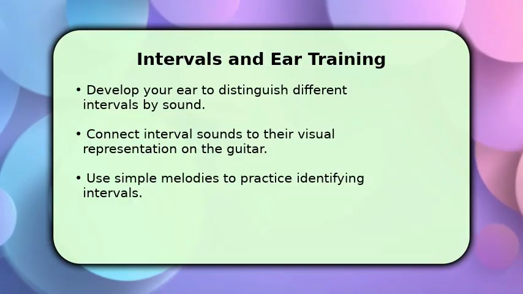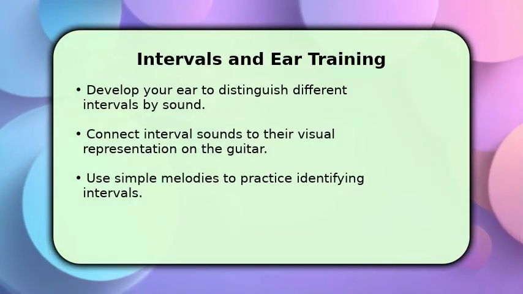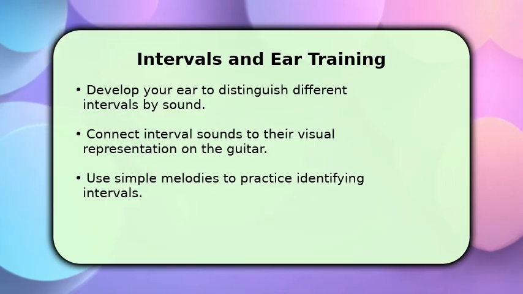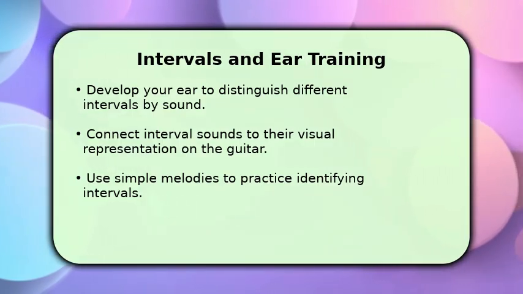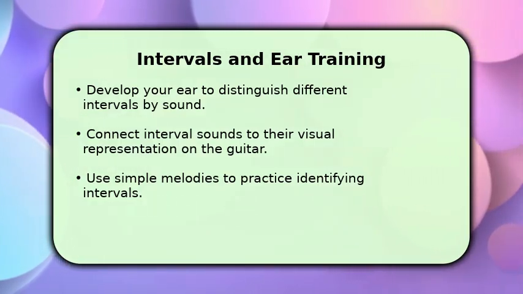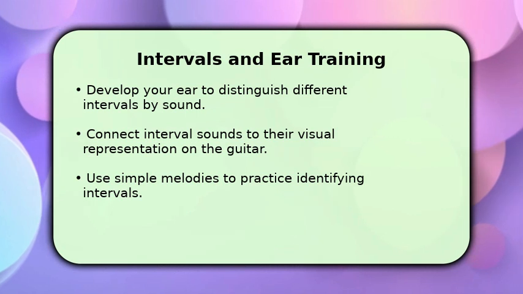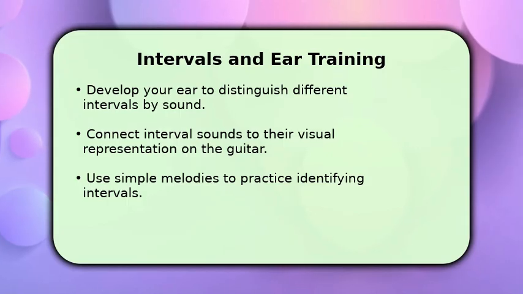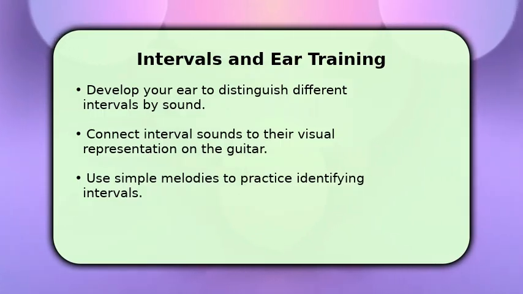Ear training is vital for internalizing music theory. Focus on distinguishing intervals by their unique sound. For example, a perfect fourth sounds stable, while a tritone sounds dissonant. Connect these sounds to their physical locations on the guitar fretboard. Try singing simple melodies and then finding those notes, reinforcing your aural and visual connection.